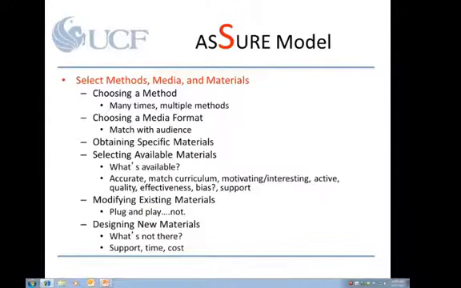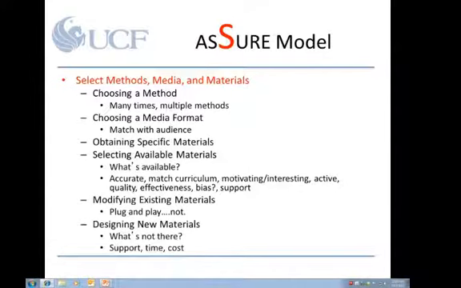Looking at selecting methods, media, and materials, first, it's important to choose a method, and many times it's going to be useful to include multiple methods in your Assure lesson. Choose a media format, and again here we talked about how media matches with different audiences and issues related to that, so it's important to consider your audience when deciding on a particular media format.